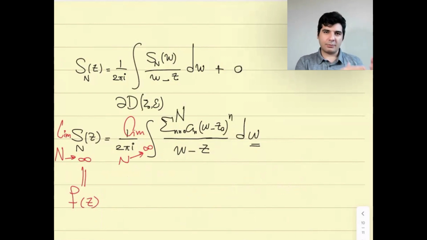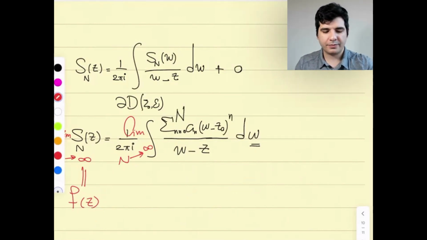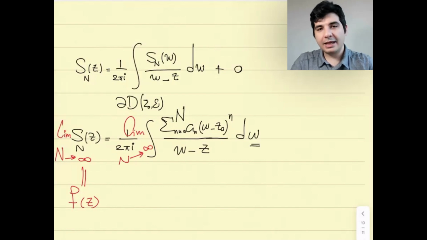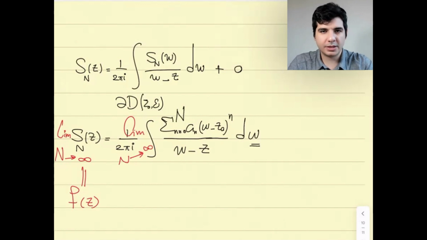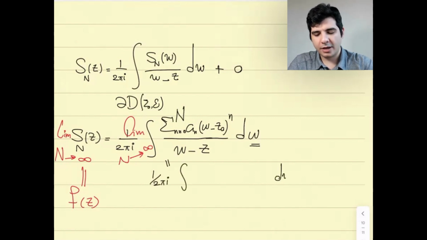These functions, as n goes to infinity, converge to the function f. The point here is that the limit and the integral commute because of the uniform convergence we have. So here the series converges uniformly to the function f. That allows us to swap the order of integral and the limit. Integral over w, and then limit where n goes to infinity.